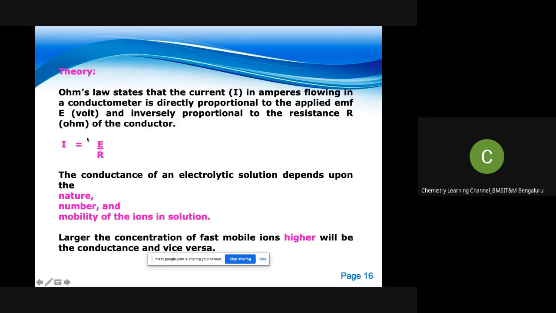And what is the theory? Current is directly proportional to EMF and inversely proportional to resistance. And the conductance value of the electrolytic solution depends upon the nature of the solution, the number of ions present in the solution, and the mobility of the ions present in the solution. So the larger the concentration, the more fast-moving ions, then the higher the conductance. The lower the concentration, with less mobile ions, the lesser the conductance.